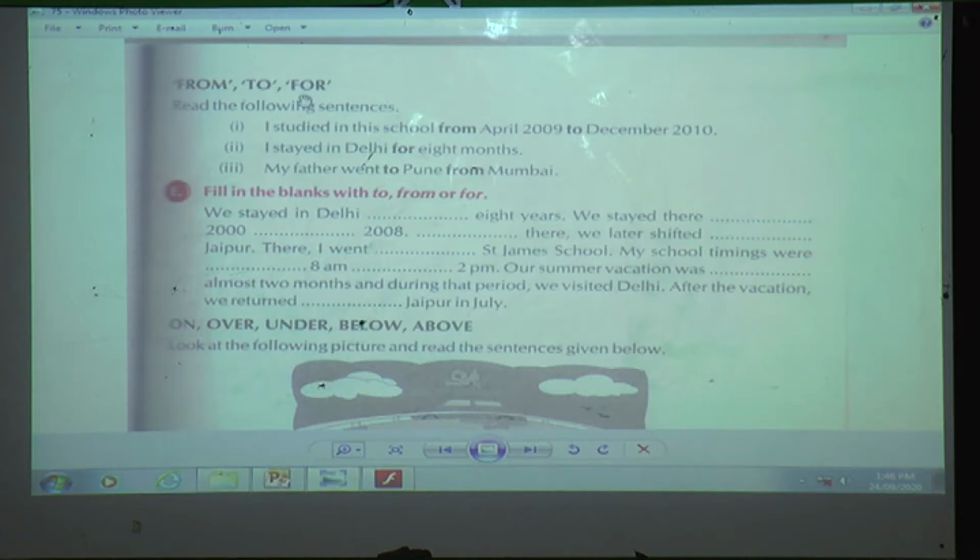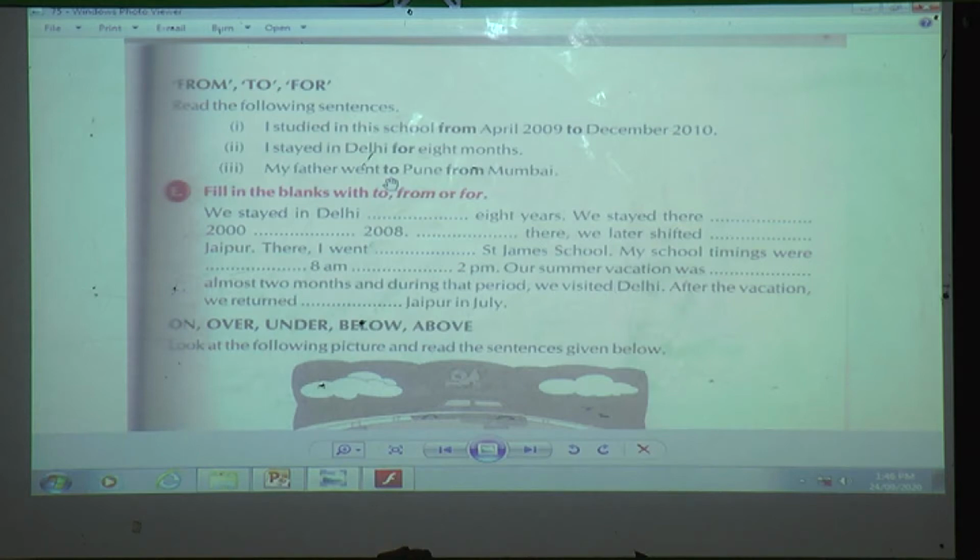Now in the third example, see, my father went. Where did he go? To Pune. From where? From Mumbai. So here which prepositions have they used? To and from. And in this way, in the three examples, we can see how they have used from, to, and for.